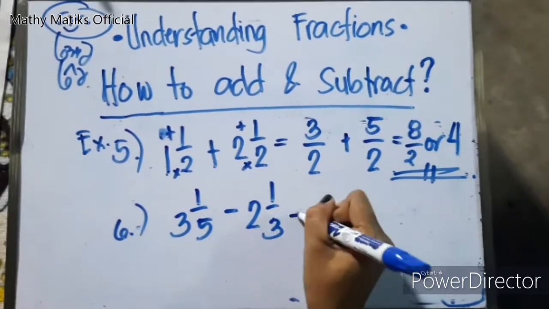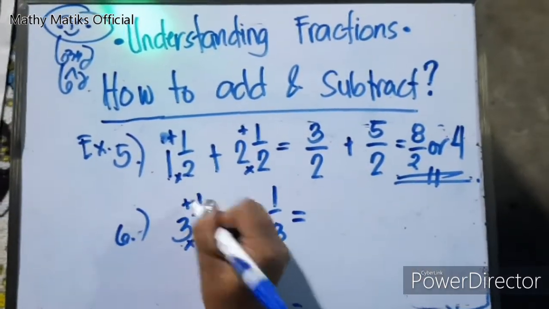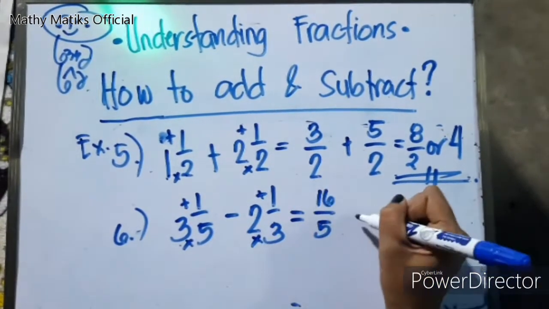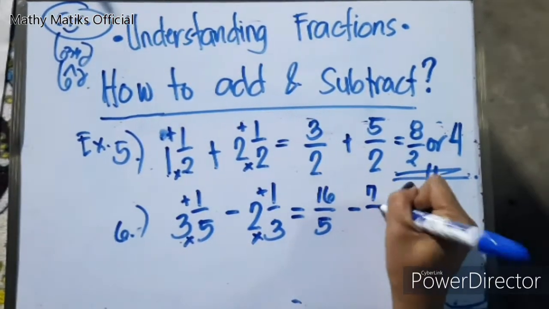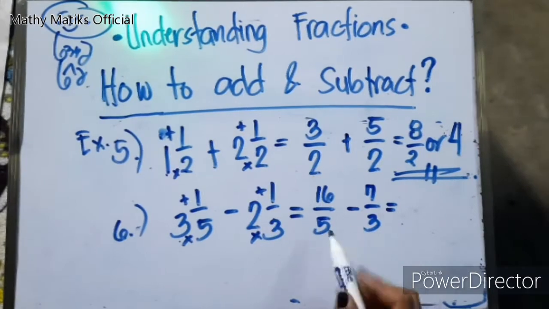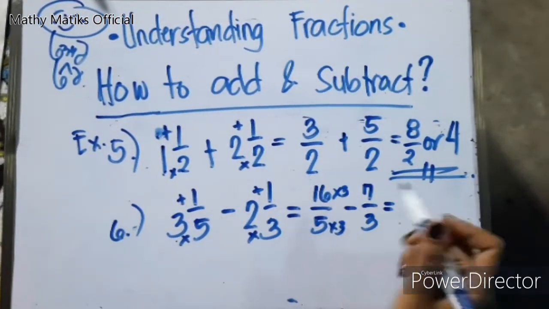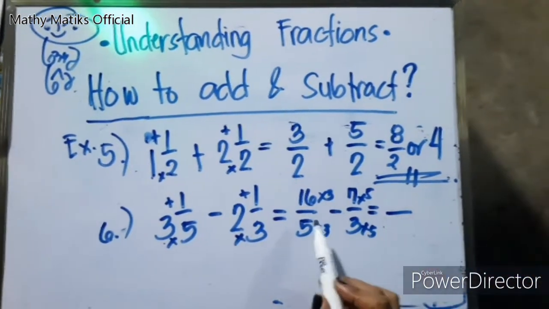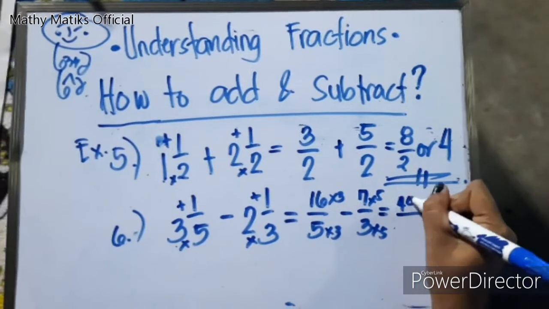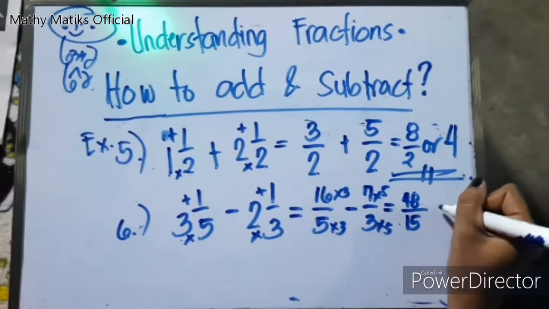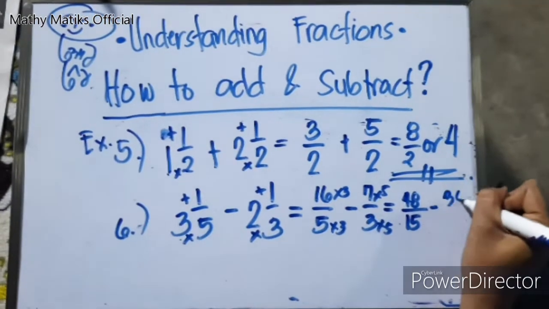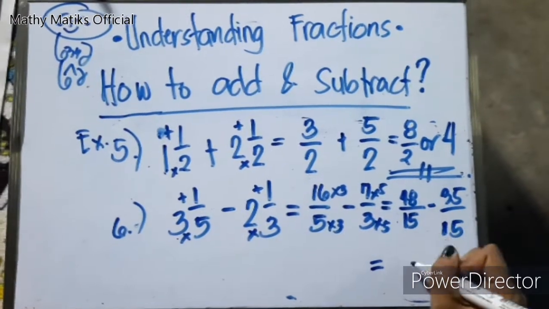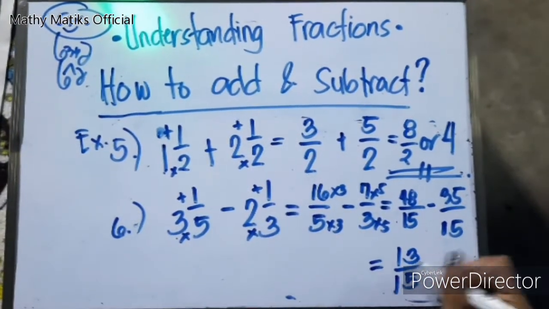Number 6, we have 3 and 1/5 minus 2 and 1/3. So change that into improper fractions. 3 times 5 plus 1 is 16 over 5. Minus 2 times 3 is 6 plus 1 is 7 over 3. As you can see, we have different denominators. So our target is to multiply the first fraction by 3 and the second fraction by 5. We have 16 times 3 is 48 and 5 times 3 is 15, subtracted by 7 times 5, which is 35, and 3 times 5 is 15. Now we have the same denominator, so we can perform the operation. 48 minus 35 is 13, copy 15. So our answer is 13 over 15.